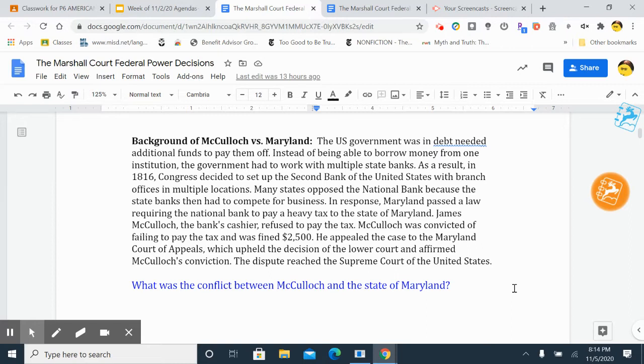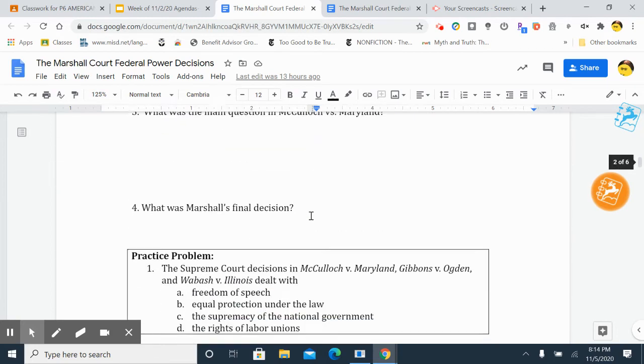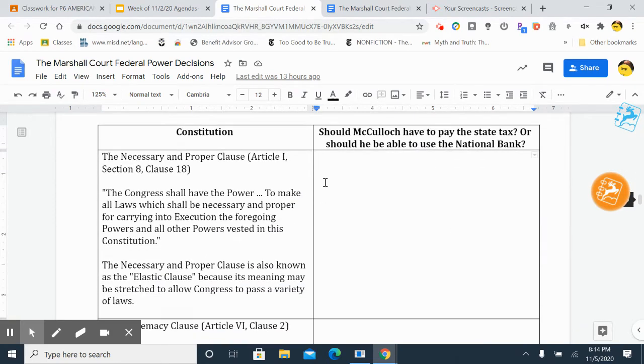So in response, Maryland passed a law that required the National Bank to pay a heavy tax. One of the cashiers in the state of Maryland refused to pay this tax, so he appealed the case. The Maryland Court of Appeals upheld it, and then it reached the Supreme Court. At question here is the necessary and proper clause, the so-called elastic clause that we've talked about several times over the course of this class.